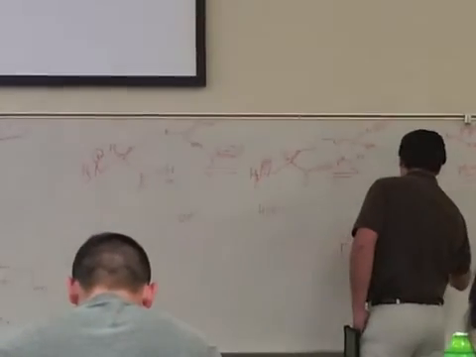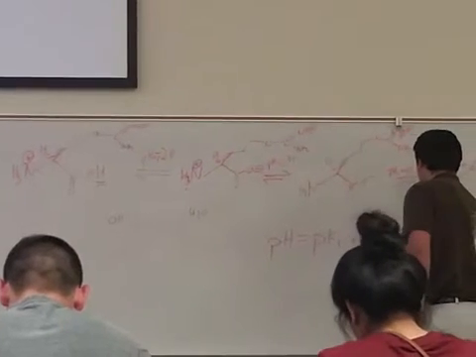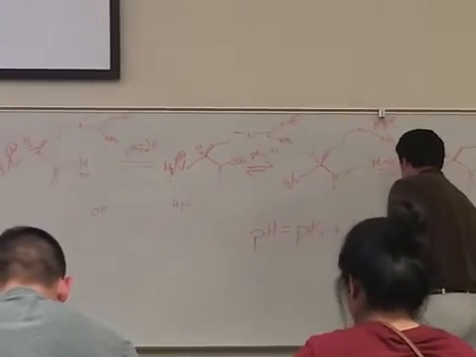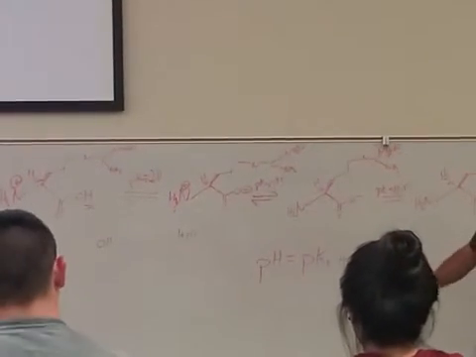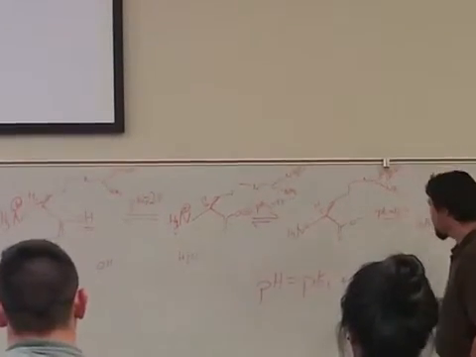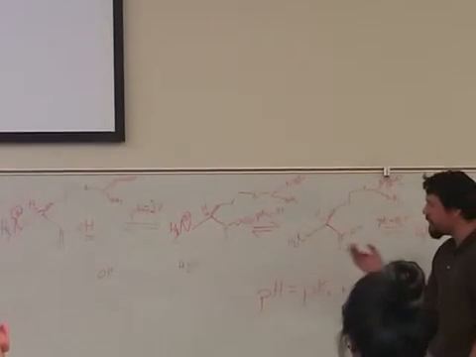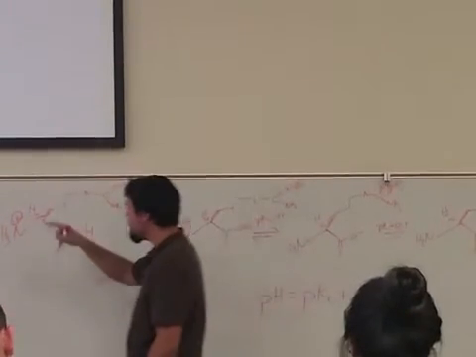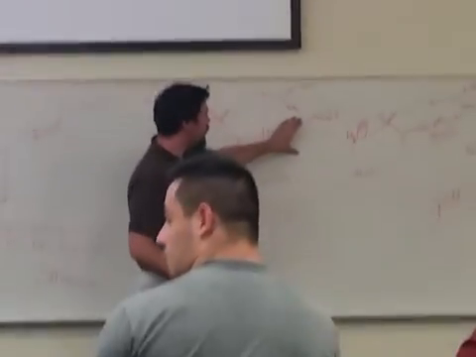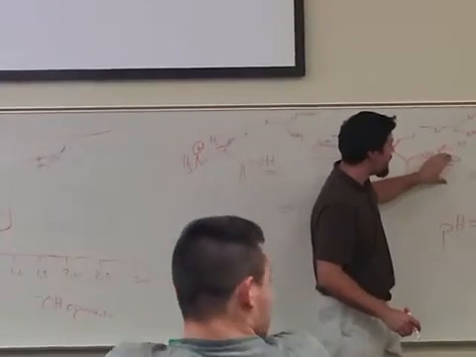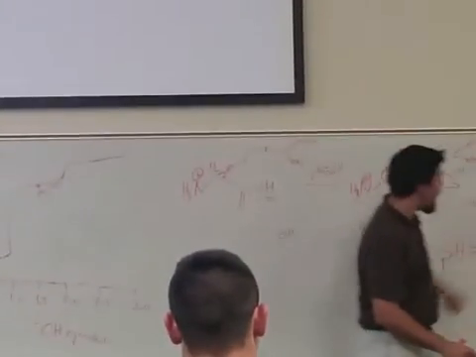pH equals pKa plus log A minus over HA. Right? And this is directly derived from the equilibrium equation for the different acid groups. This is just a rearrangement of the acid equilibrium equation. For this one, we have an equilibrium equation. For this one, we have an equilibrium equation. For this one, we have an equilibrium equation.